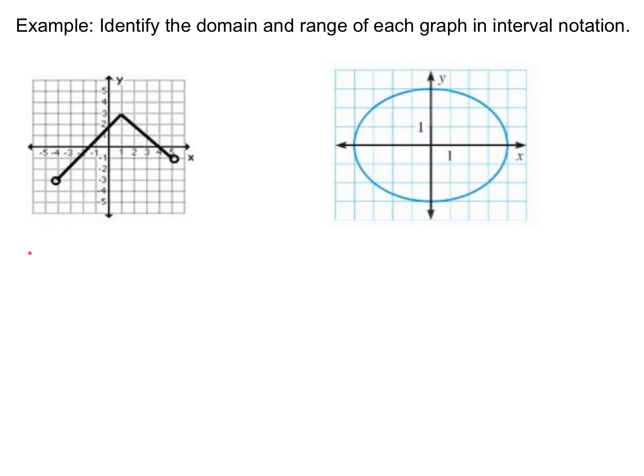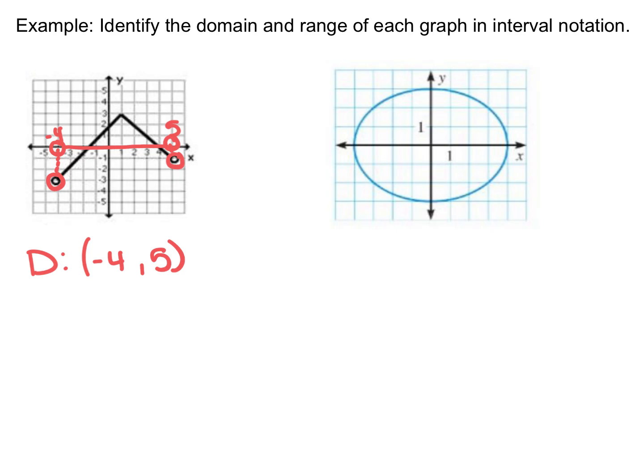In this example, if I were to identify my domain, the furthest to the left it goes is this open circle right here at -4. So I can put a -4 with a parentheses with an open circle. And the furthest to the right it goes is this open circle right here at 5. So it's -4, comma, 5 with a parentheses.